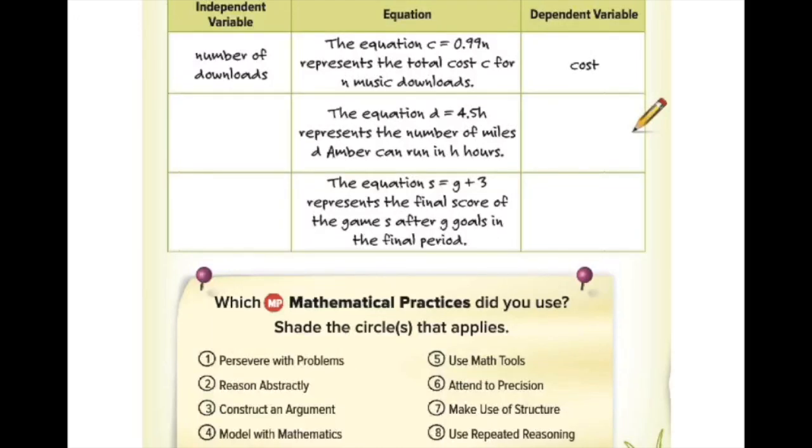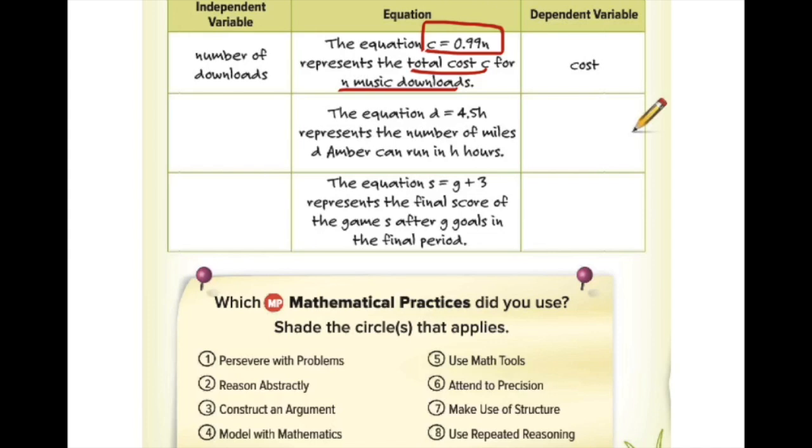Okay, so let's take a look at a couple examples. Our first equation is C equals 0.99n. C represents the total cost, n is the music downloads. You'll have to come up with a way of how you tend to look at these and how you tend to figure it out.